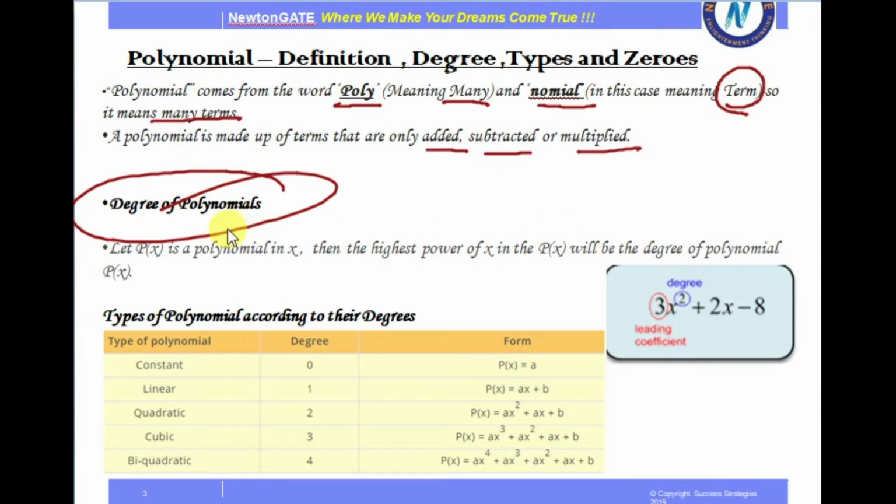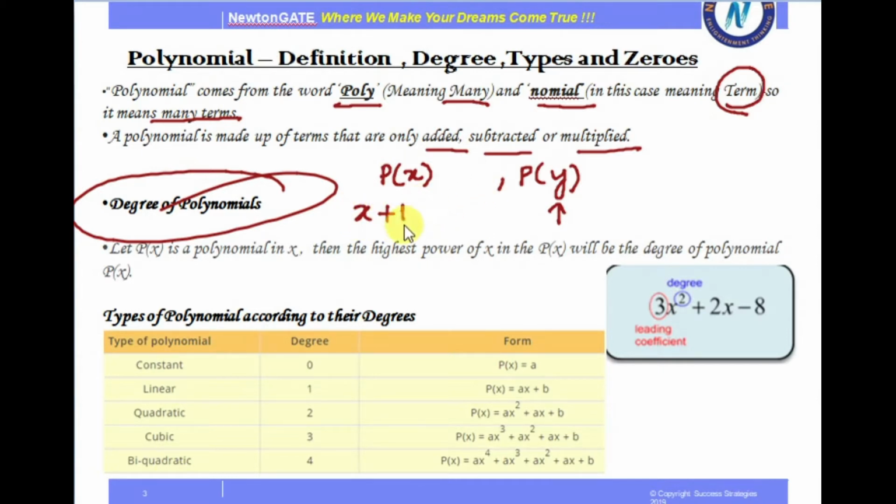Now what exactly is the degree of a polynomial? Let P(x) be a polynomial in x. This P(x) refers to a polynomial in x. If we write P(y), it means a polynomial in y. The variable in the bracket is actually the variable which we use in the polynomial. So let P(x) be x plus 1.